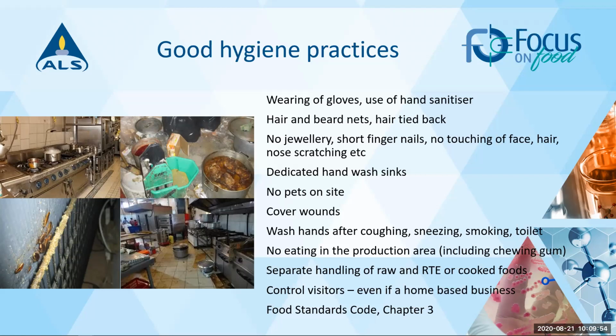So the group of practices known as good hygiene practices include all these things on the slide. Dedicated hand wash sinks is really important. You quite regularly see hand wash sinks being used for practices other than hand washing. Sometimes it's time related, sometimes it just needs someone to tell them that they're not allowed to do that. Obviously, no eating in the production area, and that includes chewing gum. All of these are picked up in the Food Standards Code in Chapter 3.